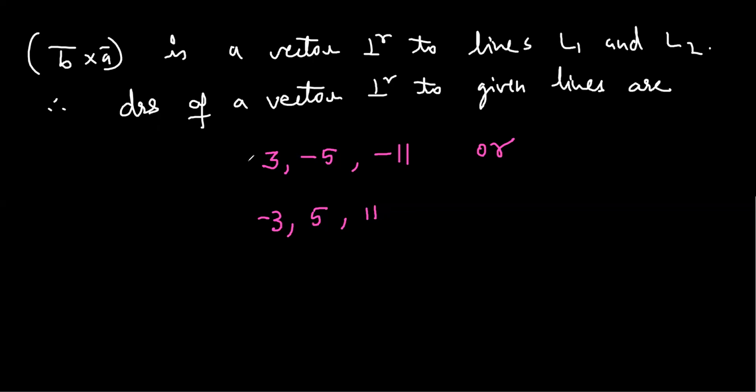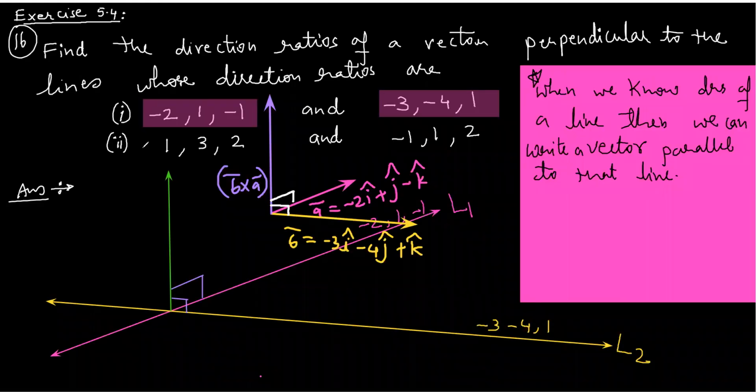These three numbers we got because of B bar cross A bar, and if I had found A bar cross B bar, I would have got these three numbers. So either of them is correct. You can write both or any one. It is up to you. This is the final answer. So I solved 16th first for you. You all must try 16th second.